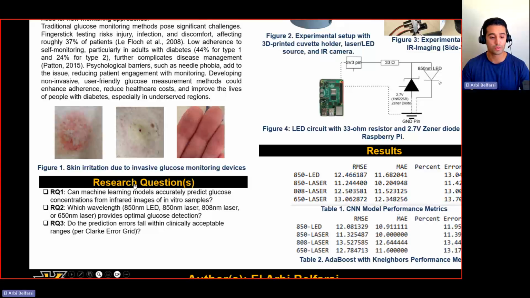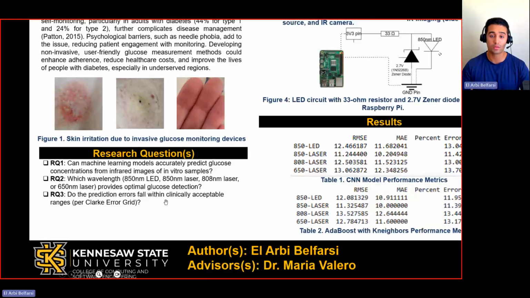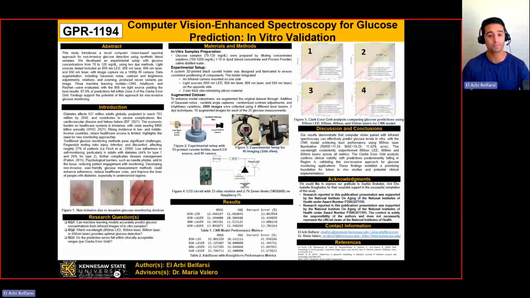Research questions include whether machine learning models can accurately predict the glucose levels in the blood using infrared imaging data. The second question is which among the following wavelengths gives us the optimal glucose detection levels. And finally, whether these predictions fall within the clinically acceptable and accurate ranges according to the Clarke Error Grid.